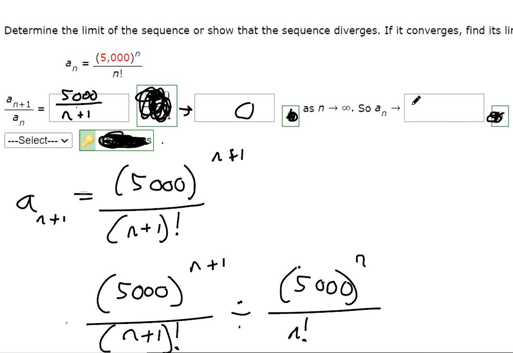So a sub n, we would say, goes to 0 as the limit of n goes to infinity. So therefore, because the sequence reaches 0 at some point, the sequence, I think that I don't have the drop down here. I think what they want us to choose is converges.